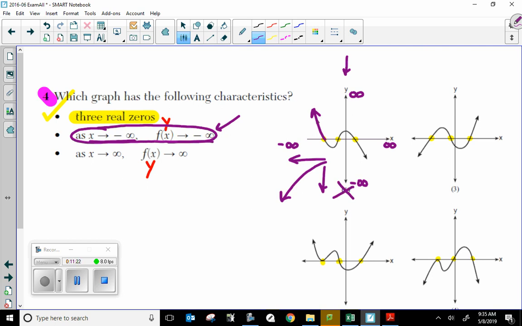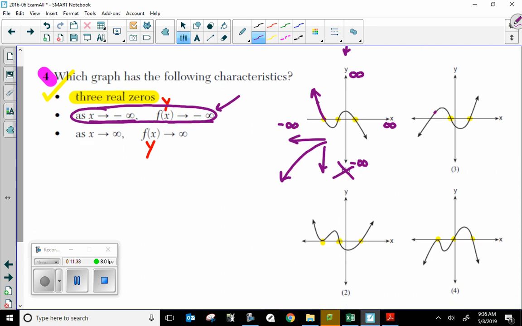3 goes down and to the left, so the further I go this way, the further left it's going, and the further I go this way, the further down it's going. That's good. So 3 is a possibility. Let's take a look at number 2. Well, this goes up and to the left. That's not good. Number 4 definitely goes down and to the left. So we have 2 possibilities right now, either 3 or 4.